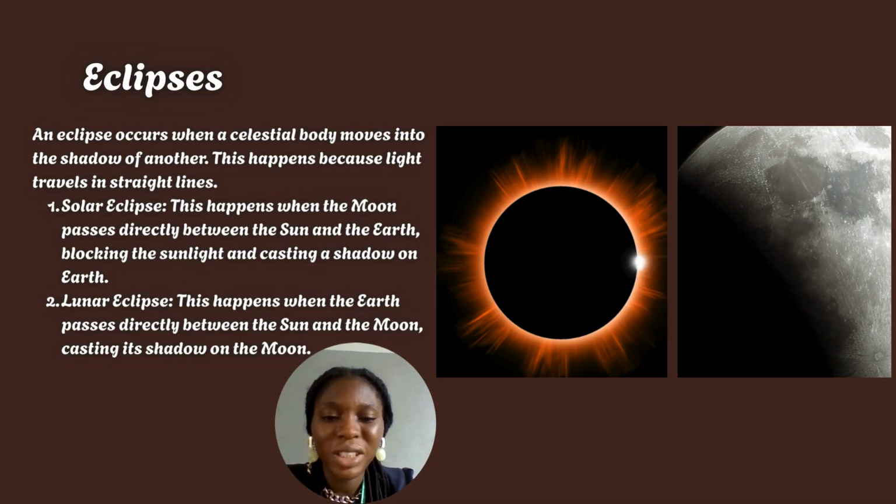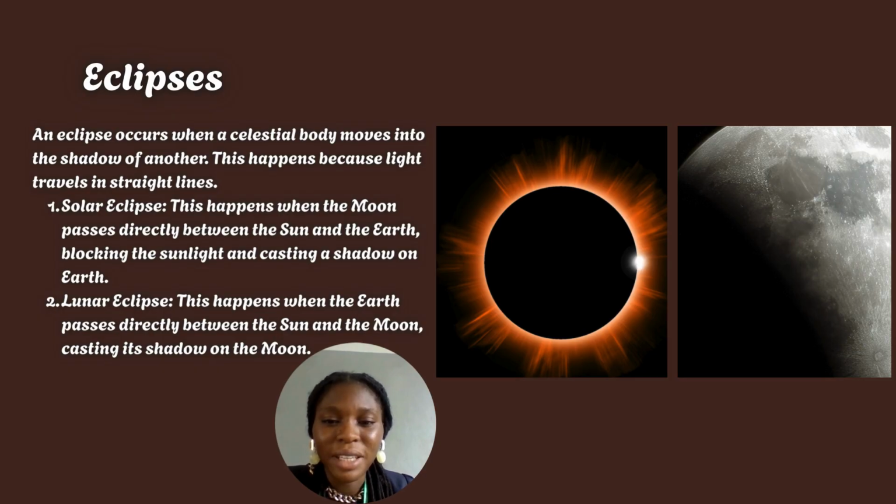In solar eclipse, what happens is that the moon will pass directly between the sun and the earth. It blocks sunlight and it casts a shadow on the earth. So when everywhere is supposed to be shining, assume it's just 3 p.m. and everywhere is so dark, that solar eclipse has occurred.